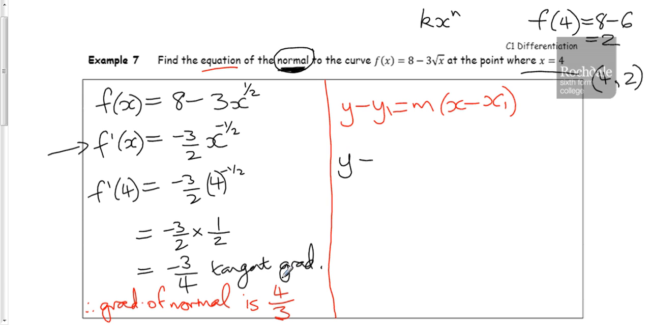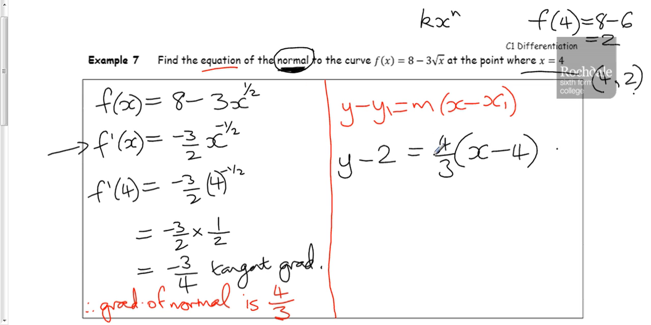Now we've got all the ingredients, let's sub everything in. So the gradient is 4/3, and it goes through 4, 2. X is 4, y is 2. Now the question didn't tell me how to leave my answer. So if that was a real exam question, I'd have full marks now. But just for practice, I'm going to simplify this.